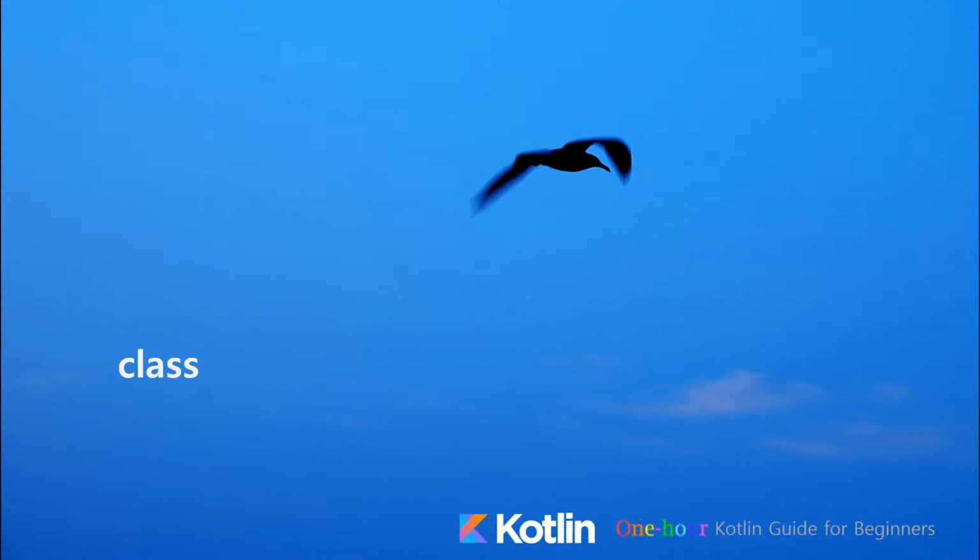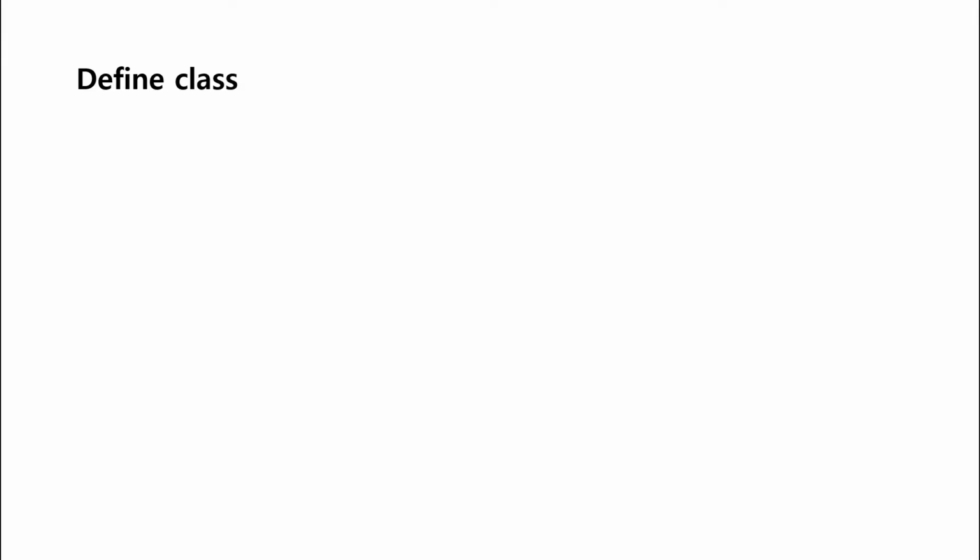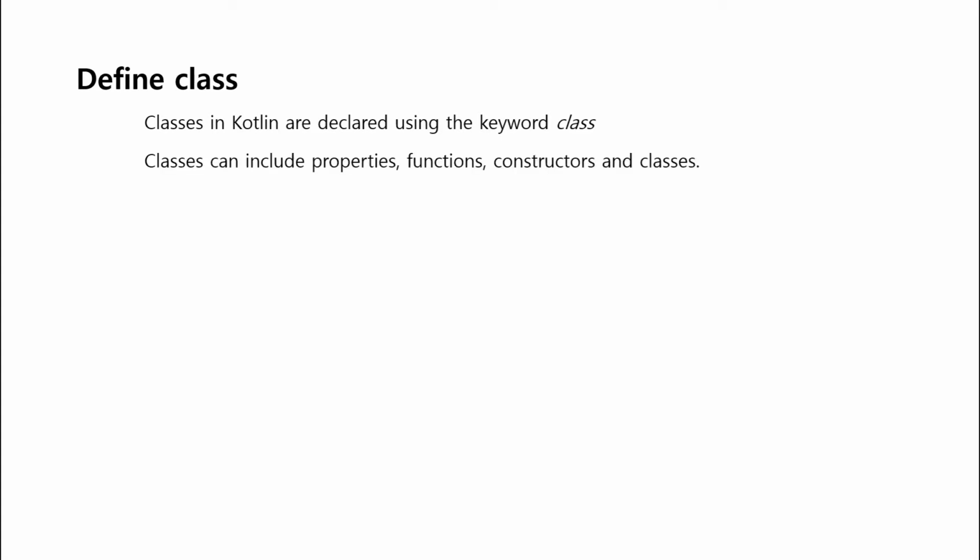Let's talk about class. Obviously, we're going to use the class keyword to declare a class. Classes can include properties, functions, constructors, and inner classes. To use a class, we should create an object. So far, it sounds the same as in other languages.